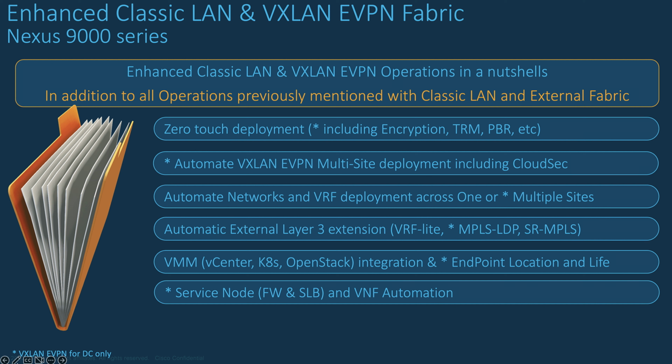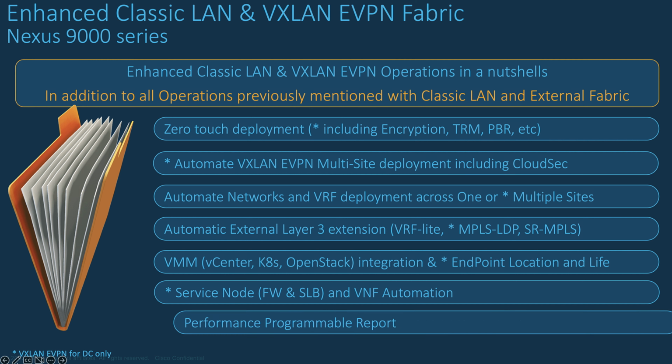One concern can be service node insertion into a VXLAN EVPN fabric: how to add a firewall, a load balancer, or virtual network functions, one-arm or two-arm, using PBR or inserted between two tenants. NDFC embeds an advanced wizard to automate, in a few clicks, the insertion of service nodes into your VXLAN EVPN fabric.